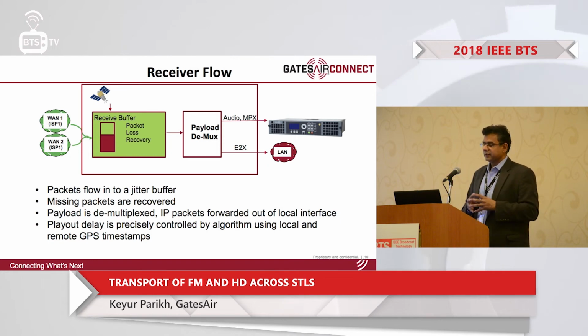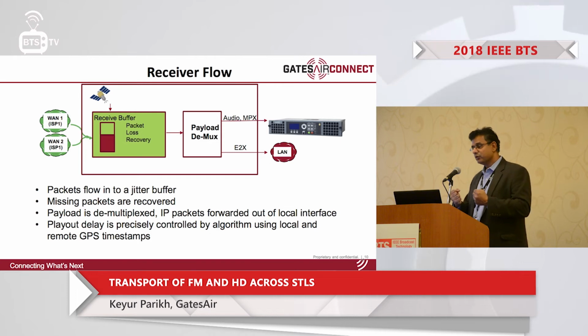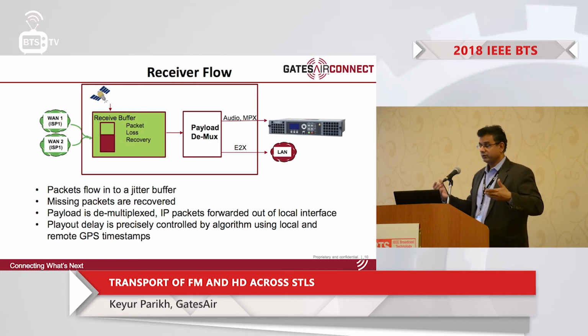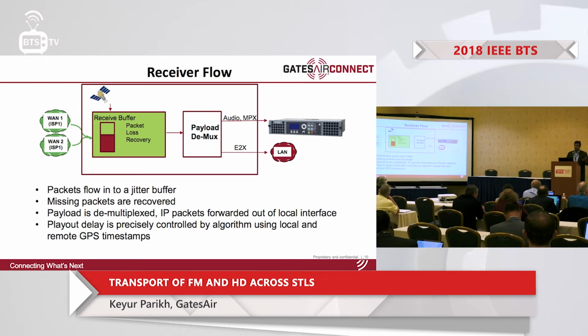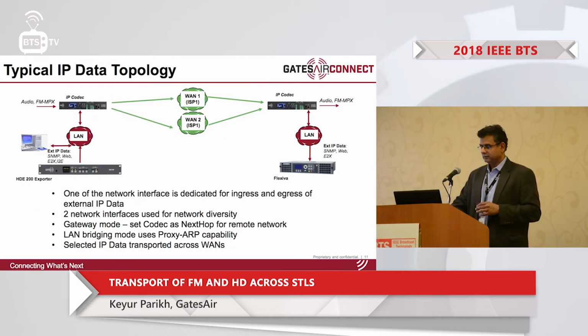So when the playout process decides to dequeue the packet, it is removed and sent to the demultiplex block, where the audio is decoded, and the E2X packet or the IP packet is forwarded to the proper destination. The key here is that the playout process is very controlled by the algorithm to ensure that the delay of the stream is constant all the time.